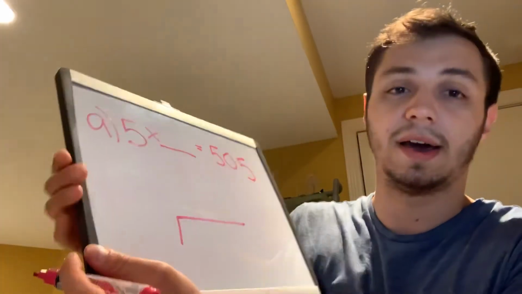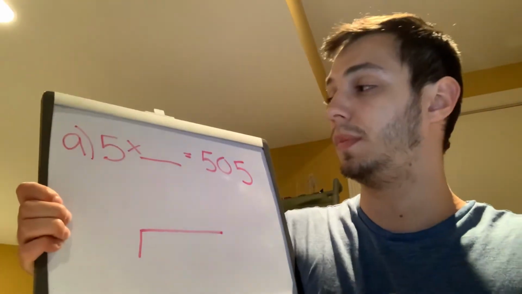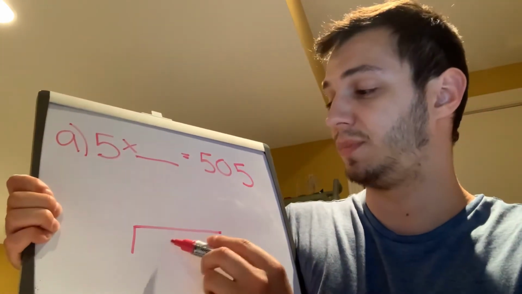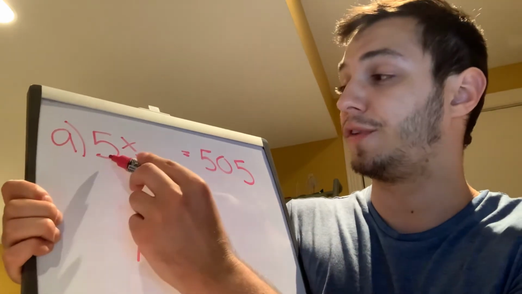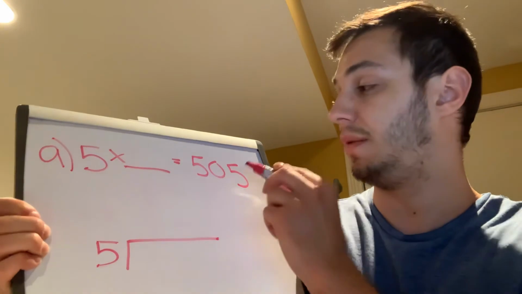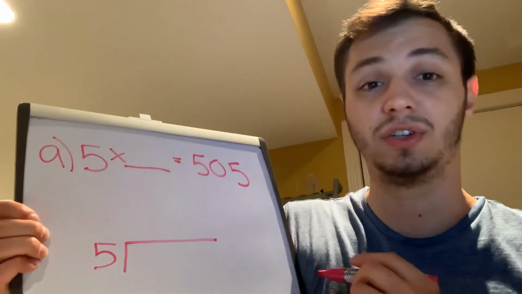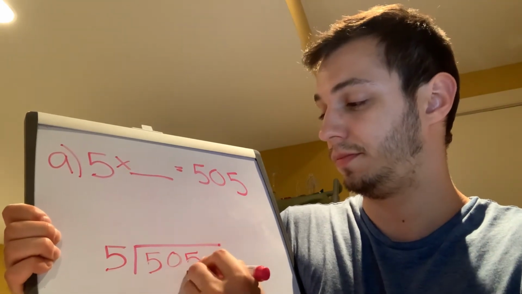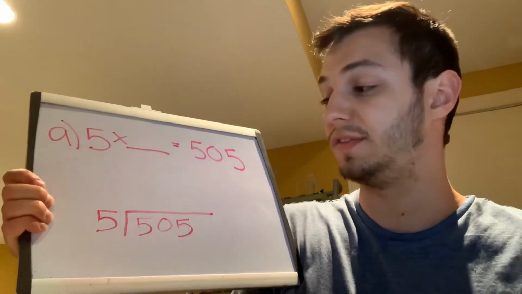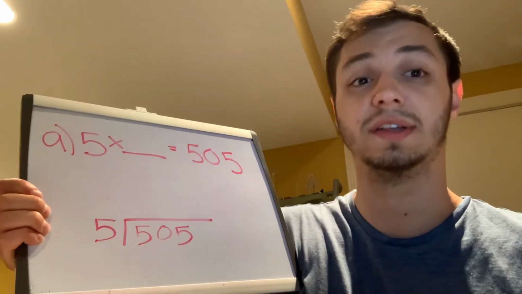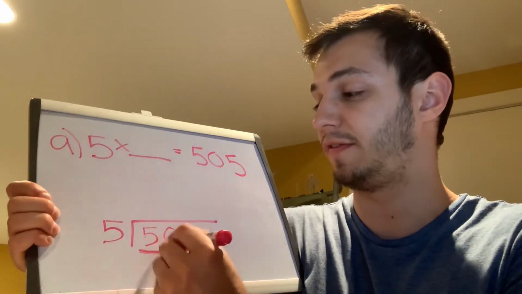So then what you're going to have to do is make that into a division problem. Right? So we want to find out this. But in order to do that, we have to put it as a division problem. The first number is going to go in front of my division problem. The number after the equal sign, the 505, will go inside of my division problem. So now, just like we've done any division problem, I'm going to start by dividing the 5 into the first number in the division problem. Right? So we're going to start with the 5.